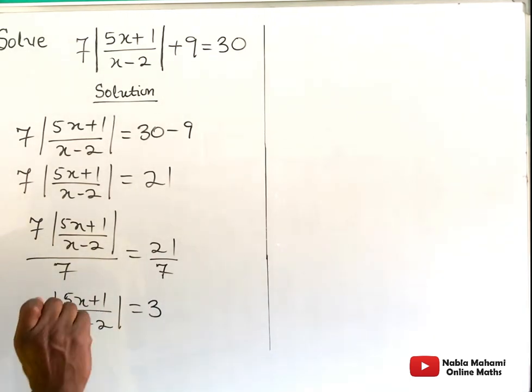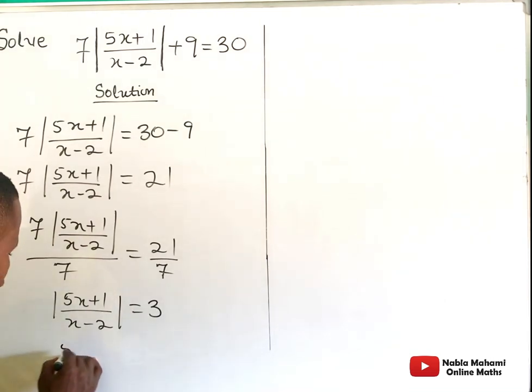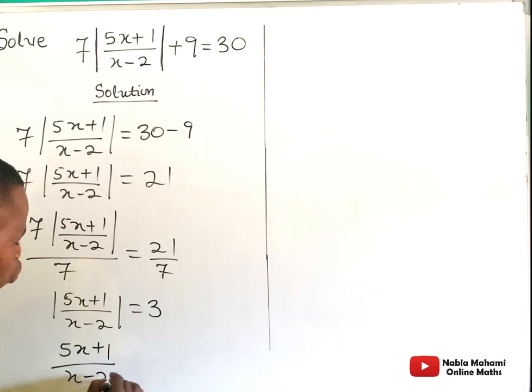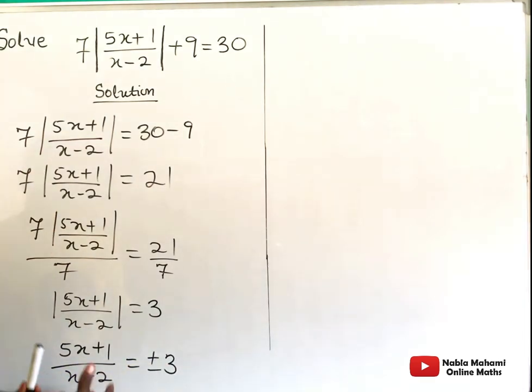Now, we'll take off the absolute sign, and when we are taking the absolute sign, it means the value on the right hand side after the equal sign will now be positive or negative. I've already explained this one in the first video. So here I'll have (5x plus 1) all over (x minus 2), which is equal to plus or minus 3.